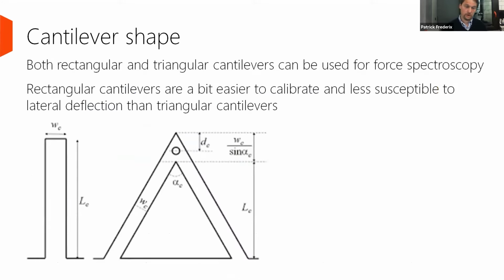On the market, there are a lot of different types of cantilevers. Particularly in the beginning with biology, the triangular cantilevers got a lot of interest because those cantilevers gave very high resolution imaging data in the beginning. But for force spectroscopy, both rectangular and triangular cantilevers can be equally well used. Personally, I have a slight preference for rectangular cantilevers because it's a little bit easier to calibrate, and it is less susceptible to lateral deflection than a triangular cantilever.